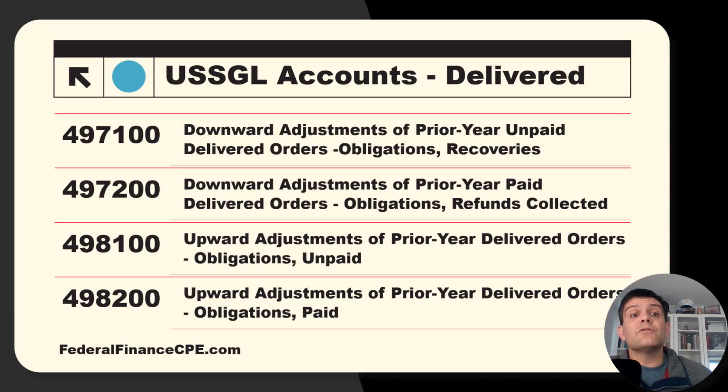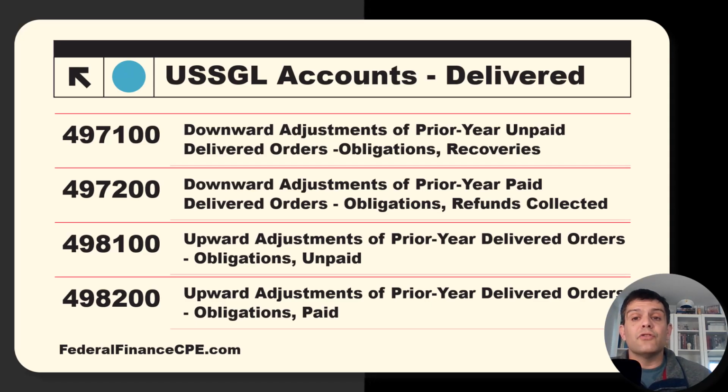Now, we're moving on to your delivered accounts. So your 4971, your downward adjustments of prior year unpaid delivered orders. So we call these recoveries. Then we have our 4972, our downward adjustments of prior year paid delivered orders, or refunds collected. Then you have 4981, your upward adjustment of prior year delivered orders, obligation, unpaid. And you have your 4982, your upward adjustments of prior year delivered orders, obligations paid.